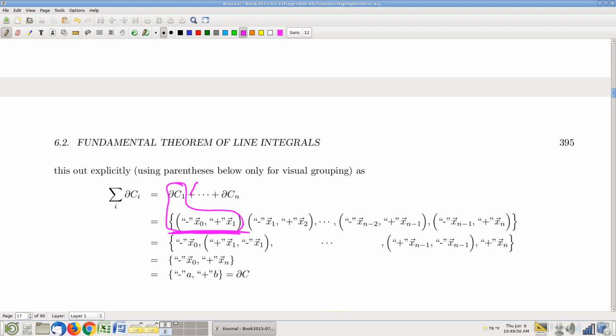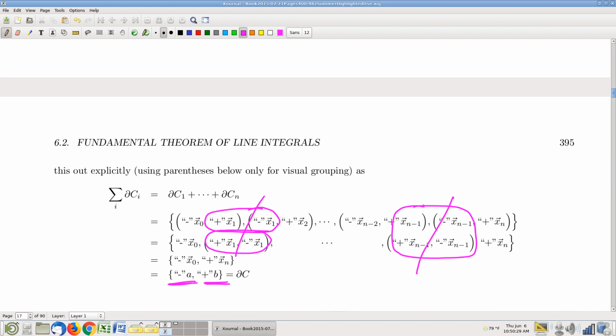The next piece, its boundary is negatively oriented x1, positively oriented x2. And just as we saw before, x1 appears twice, first as part of the boundary of one of the pieces, then as part of the boundary of the other piece, but with opposite orientations, and they cancel. And likewise, everything else in the interior cancels. And again, you're left with just a negatively oriented starting point and a positively oriented ending point.